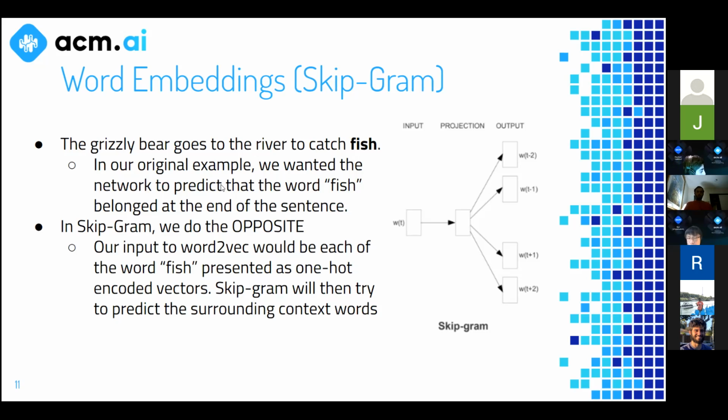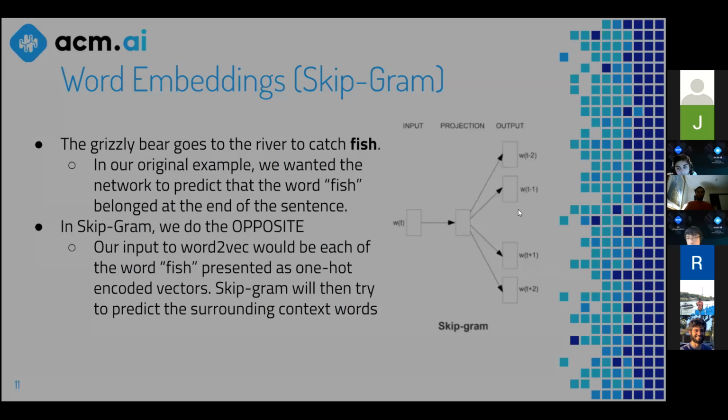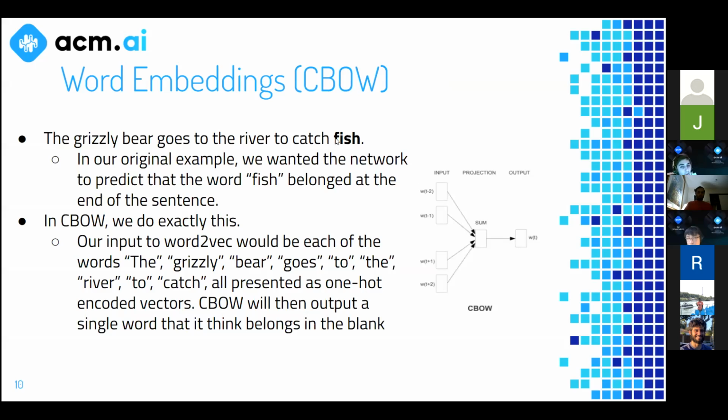I'm not sure. Does CBOW output the embeddings for each word, or does it output fish? It outputs fish, right? So this is important. CBOW is trying to output this word, but what we actually care about is not that it's outputting the word. That's kind of just a byproduct. What we actually care about is learning this projection.